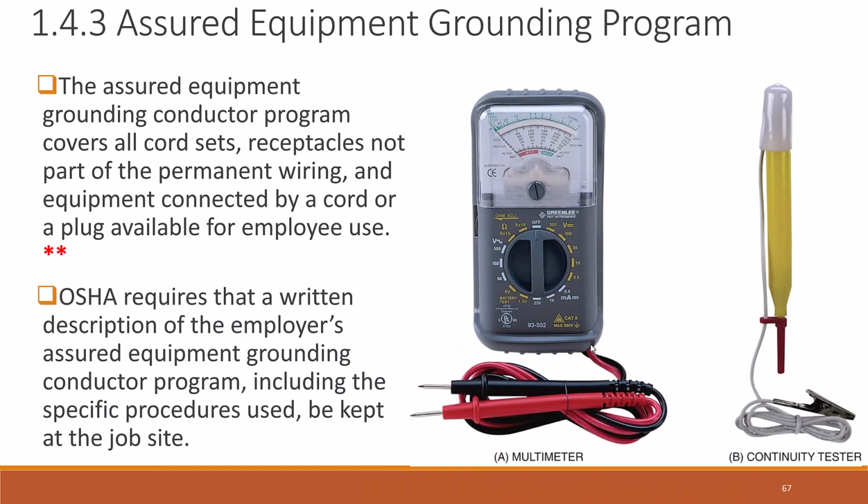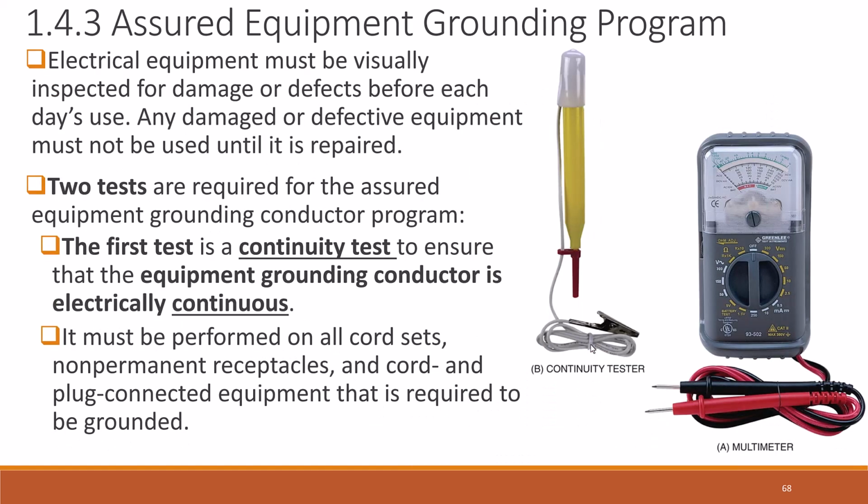An Assured Equipment Grounding program deals with testing all this equipment with meters like you see here. And OSHA actually requires that a written description of the employer's Assured Equipment Grounding program be kept on site, generally as part of their site safety plan. The two tests required by the Assured Equipment Grounding program are one, continuity, and the other, grounding protection, making sure that it's a continuous ground. So it has to be performed on all this equipment.